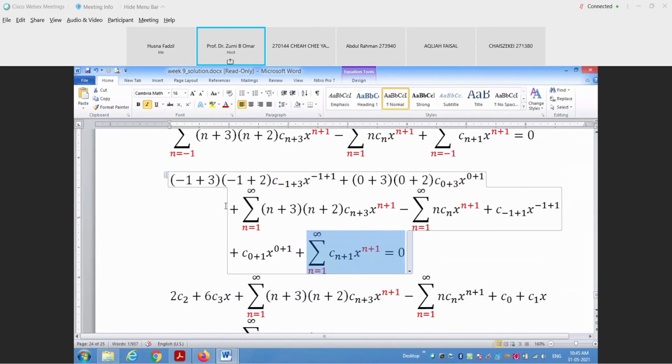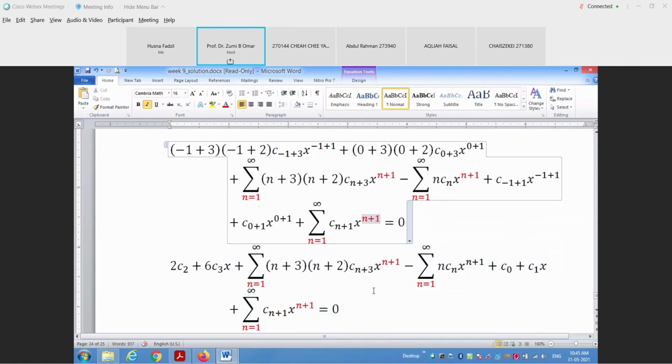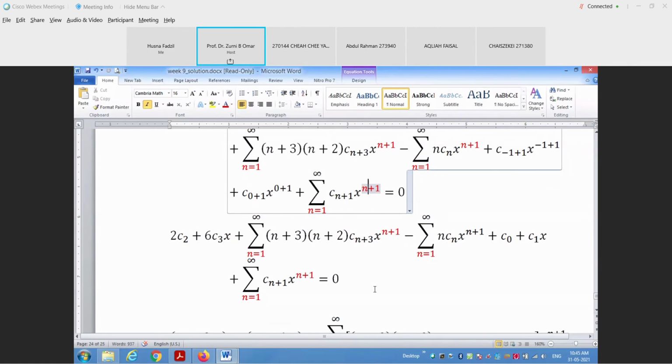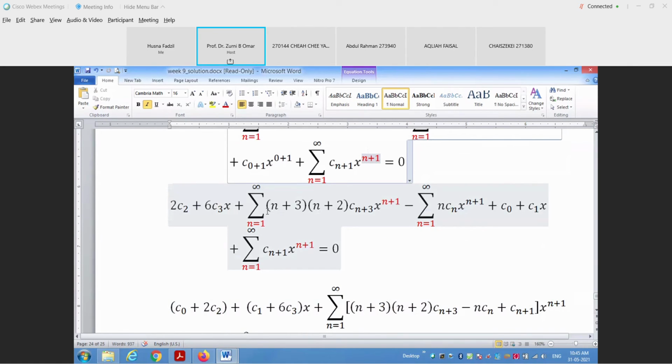If you observe, for all three summations, the power is the same, which is x^(n+1). And the index is also the same. We start with n equal to 1, n equal to 1, and n equal to 1. Then we can combine all these summations, so we bring these terms together.